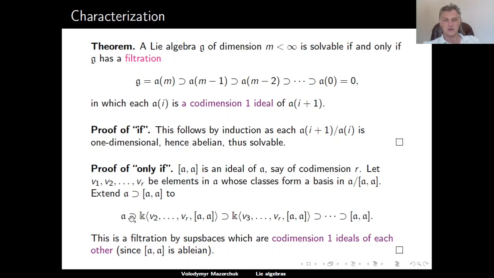So since we can do it with any Lie algebra A in between it and its derived algebra, we can take a solvable Lie algebra G, consider its derived series, and use this trick to extend the derived series to a filtration as required by the formulation of the theorem. So this gives us an alternative characterization of solvable Lie algebras.